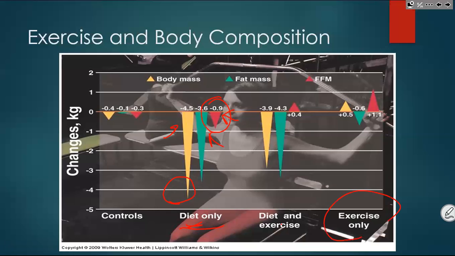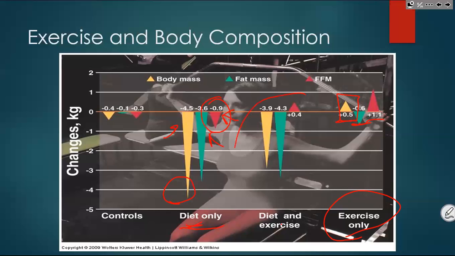You look at exercise alone. Exercise is the best way to maintain your weight. You want to maintain your weight, you just exercise. Because if you look here, they're showing a net gain of about half a kilo for exercise alone: a loss of half a kilo in fat mass, a gain of about 1 kilo in fat-free mass. So that's pretty good. However, if you're trying to lose weight, that's not so good, right?